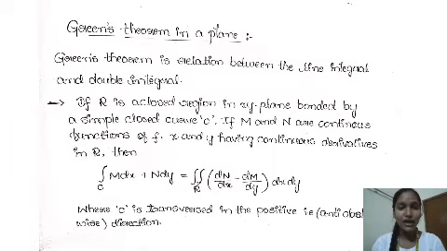If R is a closed region in the xy plane bounded by a simple closed curve C, and if M and N are continuous functions of x and y having continuous derivatives in R, then we have the formula: integral of M dx plus N dy is equal to the double integral of ∂N/∂x minus ∂M/∂y into dx dy, where C is traversed in the positive direction, that is, the anti-clockwise direction.